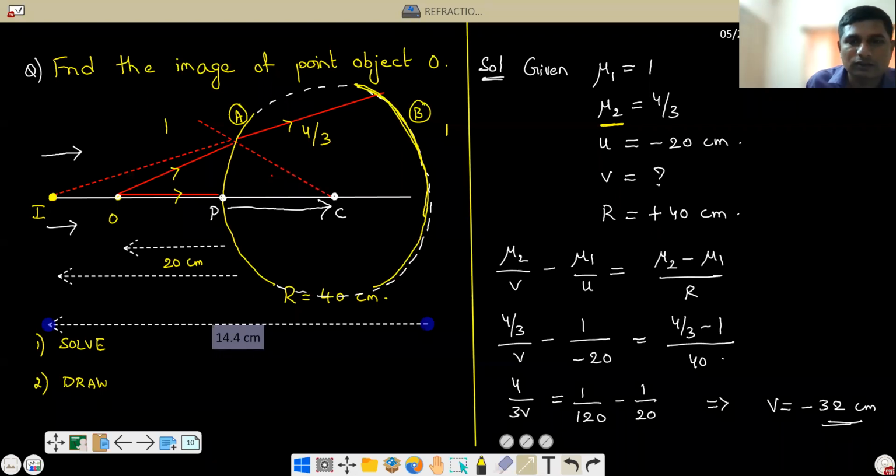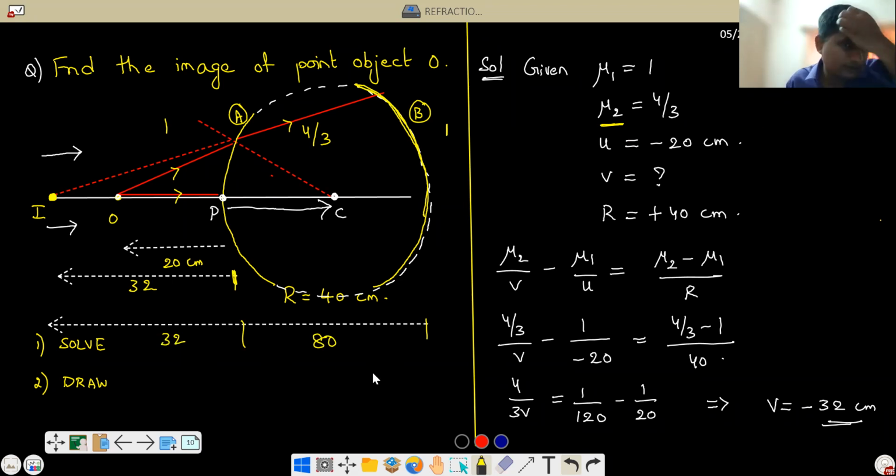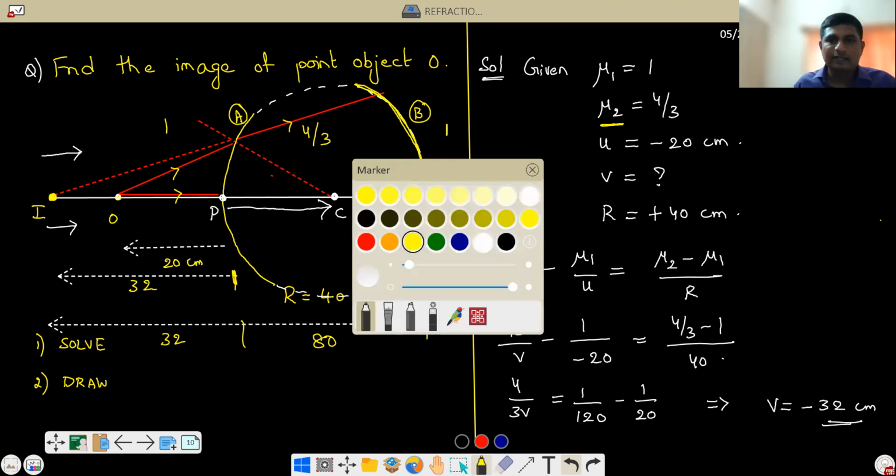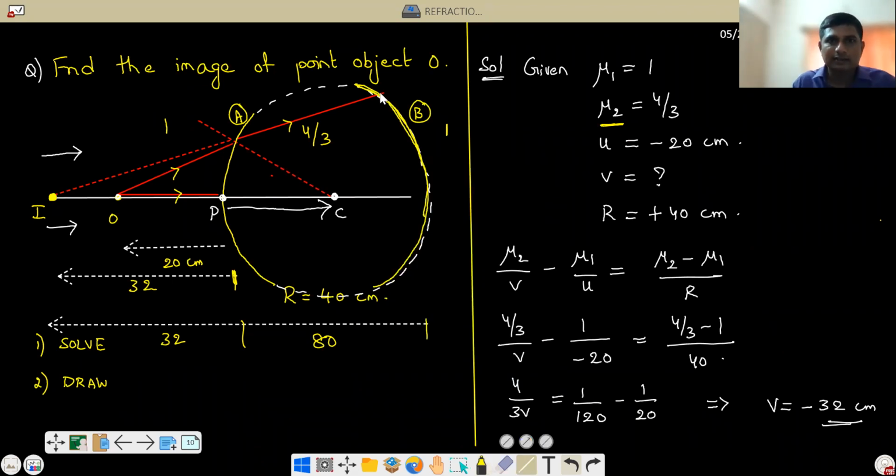What is the object distance now for this surface? Here up to here, it is anyway 32 centimeters, correct or not? And from here to here, this is nothing but the radius of curvature, 40 plus 40, 80. So 80 plus 32, that's all. 80 plus 32 is what? So again, the ray will get refracted, correct or not? Here the ray will get refracted, either like this or like this or like this, we don't know. That depends on the calculation.